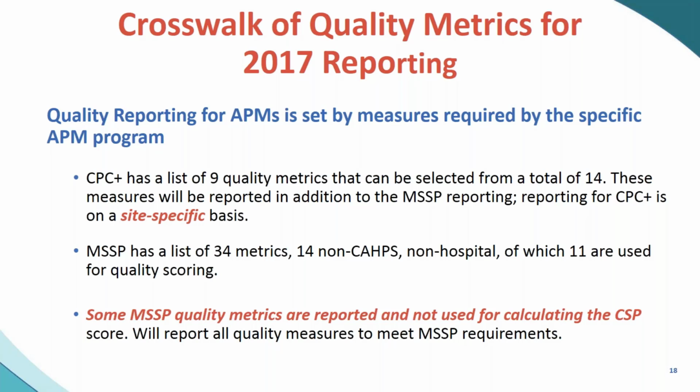If you are an ACO that is participating in CPC Plus, you will continue to report both your site-specific information for CPC Plus, but that site will continue to be part of your ACO reporting for quality. Shared Savings has a list of 34 metrics, 14 that are non-CAHPS and non-hospital based, and 11 of them are being used for MIPS reporting scoring. And let me emphasize this again.